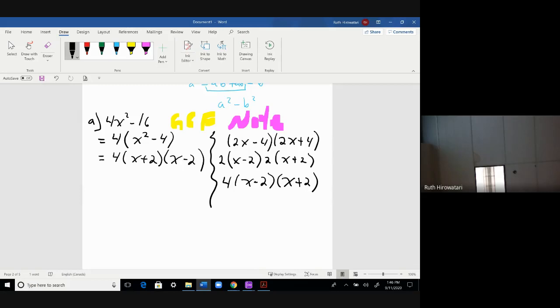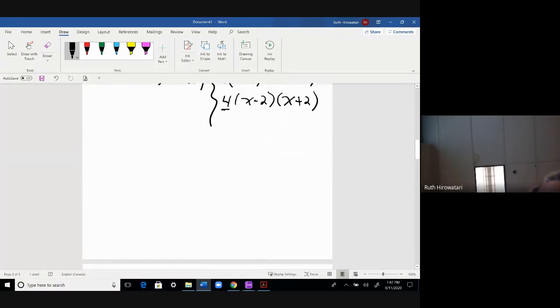What I want to make sure you don't do is just pull the 2 out once. You're actually needing to pull it out from both of the brackets. That's why this ends up being a 4 there, not a 2. Just a common error I've often seen.